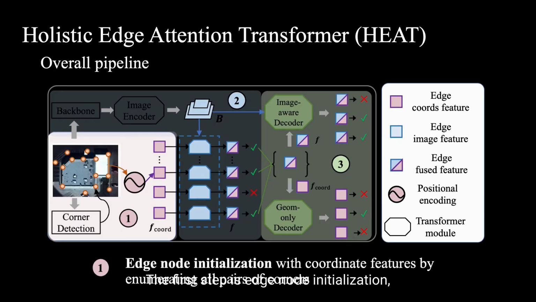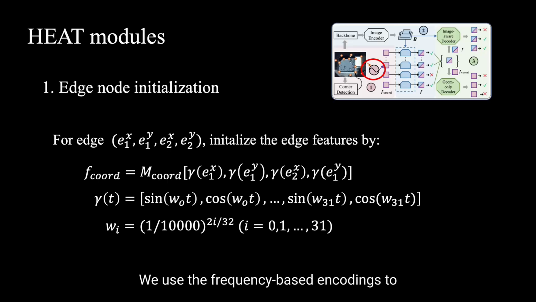The first step is edge node initialization. HEAT also starts by enumerating all pairs of corners to form edge candidates. We use frequency-based encodings to encode the coordinates of the edges.